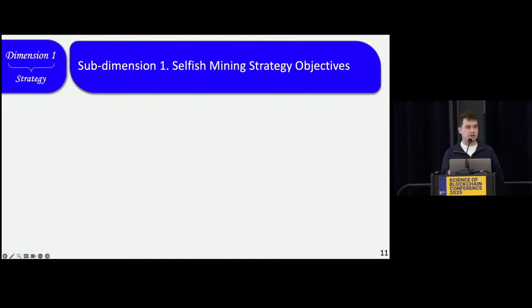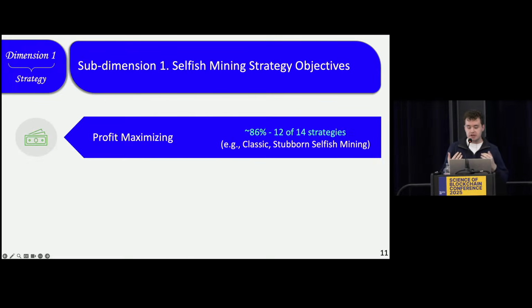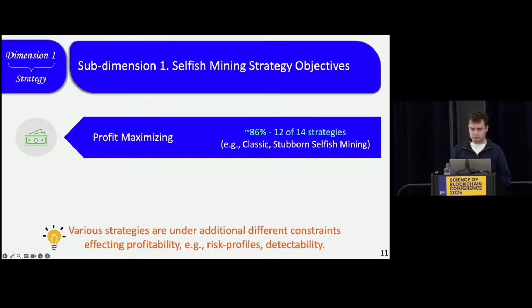So taking a closer look at our first dimension, strategy formulation, I want to touch on our first subdimension, which examines the various strategy objectives or their notions of profitability. So here, of the 24 works, we find that 14 formulate new strategies, and we find that the majority of these could be considered profit maximizing, focusing their objective on maximizing profitability in expectation. One of the interesting insights we find here is that within this class, these strategies might consider other constraints, such as detectability or certain risk profiles that may affect their overall profitability.